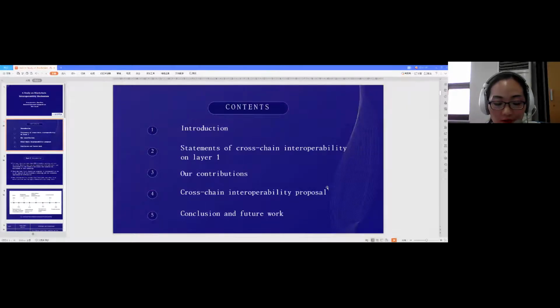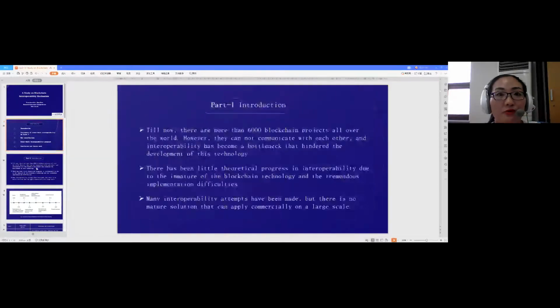Thirdly, I will introduce our contribution to the study. In the fourth part, I'll talk about our proposal in more detail. Here, since homogeneous and heterogeneous blockchains require different approaches, we will illustrate them separately. Lastly, I would like to conclude my study and point out the scope and limitations and plan the future work. Now let's go to the point.